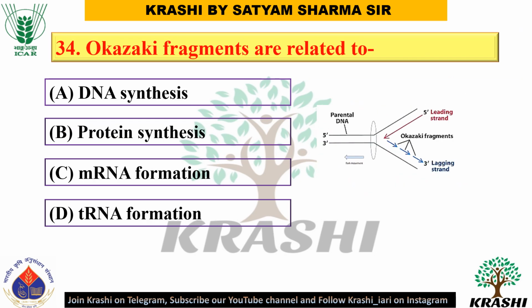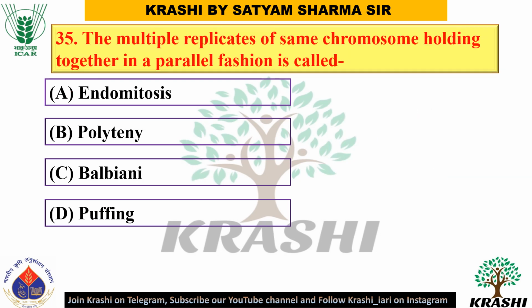Question number 34. Okazaki fragments are related to... So they are related to DNA synthesis. The Okazaki fragments are short lengths of DNA that are produced by the discontinuous replication of the lagging strand. Question number 35. The multiple replicates of the same chromosomes held together in a parallel fashion is called... So it is known as polyteny.